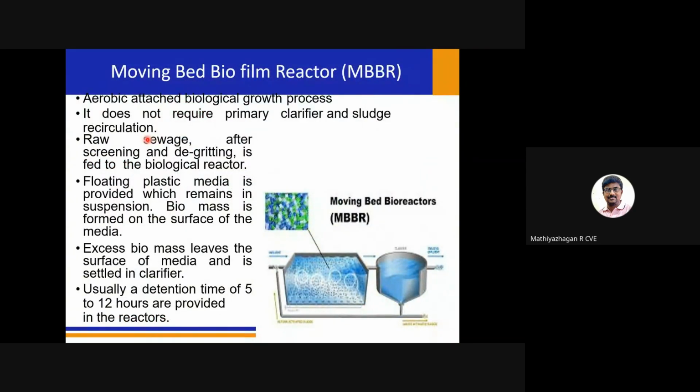Then the final one is the moving bed biofilm reactor, MBBR. Here it is a suspended growth process. Along with the aeration tank, we can introduce suspended plastic media. It moves here and there, which helps to grow the bacteria. The bacteria attach to the plastic media. Because of the suspended growth along with aeration, the treatment happens. The plastic media improves the efficiency of the treatment.